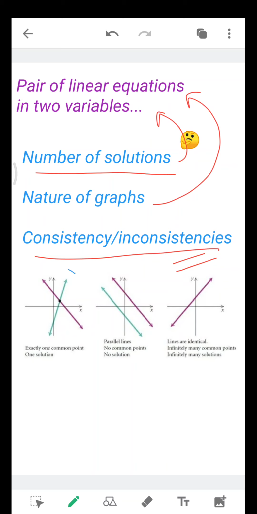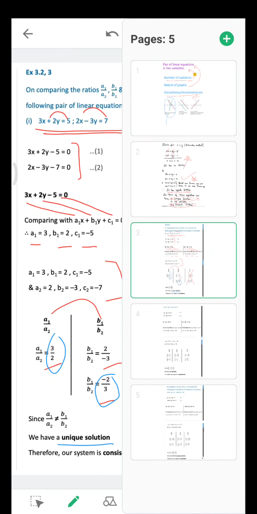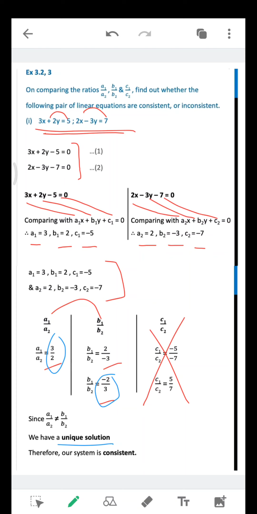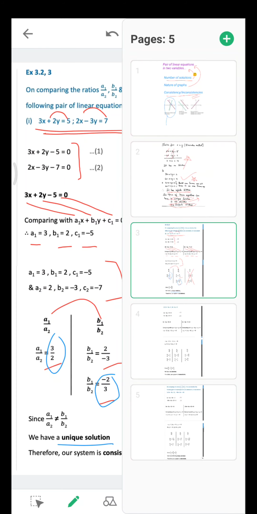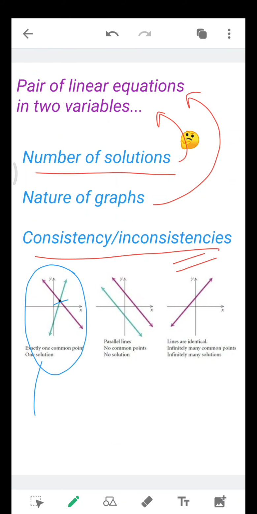intersecting lines. How will the lines be? Intersecting lines. For one solution, this point of intersection, wherever these lines meet, is called the point of intersection, and that will be your solution. You remember in 9th class we did so many graphs. We find 3 solutions of each equation and plot them on the graph. So when you plot these 2 equations on the graph, you will get intersecting lines. How will the lines be? Intersecting lines.